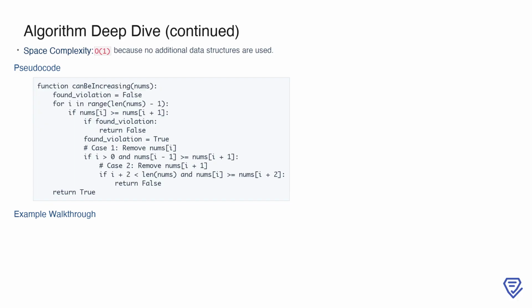For the first case, we check if removing nums[i] ensures the array remains valid. This is done by comparing nums[i minus 1] with nums[i plus 1] if i is greater than 0. If this condition fails, we move to the second case, where we check if removing nums[i plus 1] satisfies the condition with nums[i plus 2], provided i plus 2 is within bounds. If both cases fail, we return false. If we complete the loop without returning false, it means the violation was successfully fixed, and we return true to indicate that the array can be made strictly increasing.